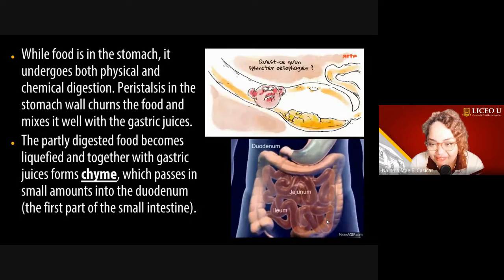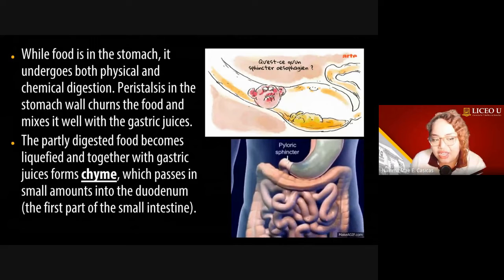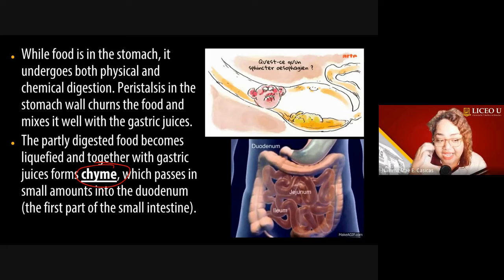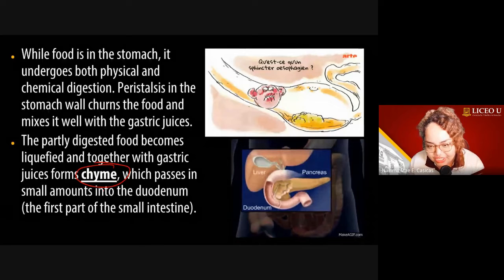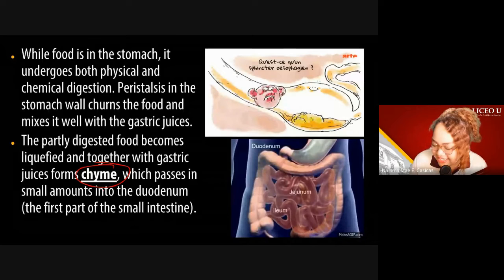And then, with the chemical digestion, this is where the bolus mixes well with your gastric juices. When this bolus gets mixed with the gastric juices, it becomes your chyme, C-H-Y-M-E, which passes in small amounts into the duodenum of your small intestines. Before, when you ingest from your mouth and it travels towards your esophagus, it is called a bolus. When it gets mixed with gastric juices from the stomach, now it's called your chyme.